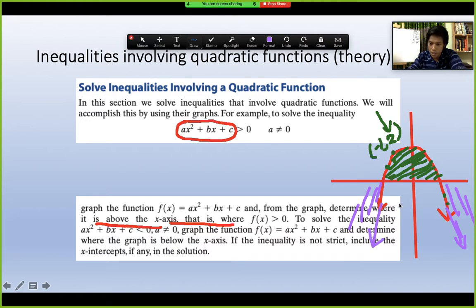Now you can say, sir, what about this? Is this point less than 0 or greater than 0? Our graph does not belong here. The graph is here. So that means from this point to this point, our graph is more than 0.